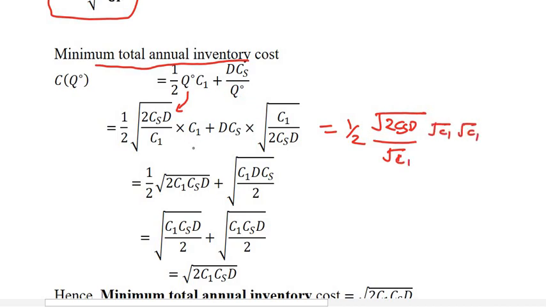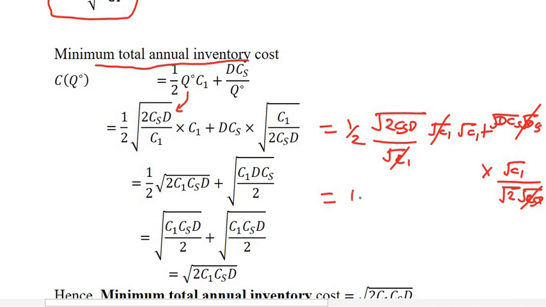Okay. You can write this C1 as root C1 into root C1, and DCS can be written in the form of square root of DCS into square root of DCS, and it is multiplied with square root of C1 divided by square root of 2 into square root of CSD. Now you can cancel one DCS and one DCS here, and the same way you can cancel this too. So what is the remaining value you are getting here? The remaining value is 1 divided by, you can write this root 2 is cancelled with this one and the remaining is root 2.